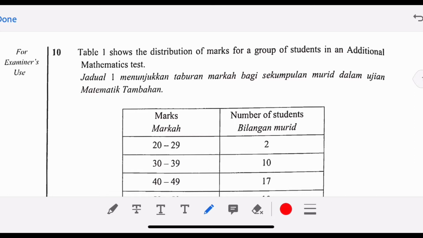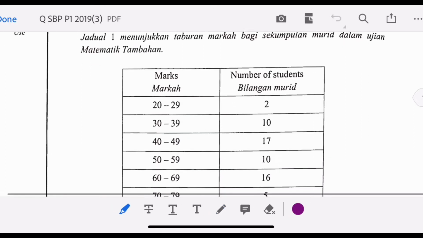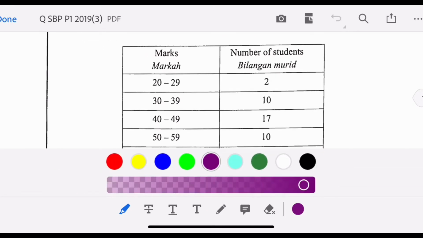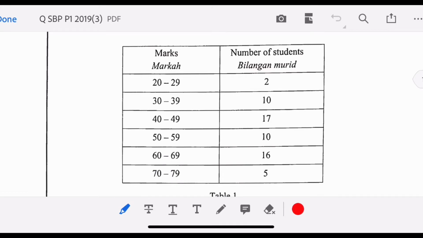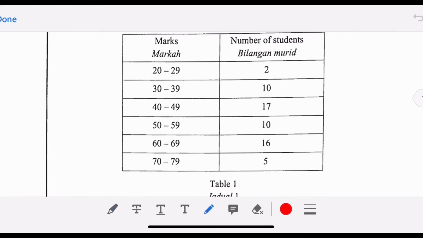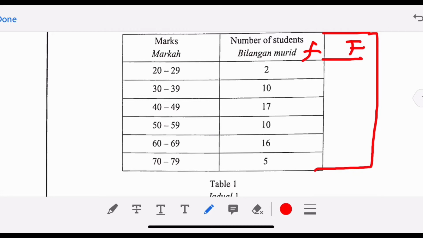For your information, statistics is very important for paper 1. So you have to master the first quartile, third quartile, and interquartile range. The formula for third quartile will not be given. They only give you the first quartile, so you have to modify your formula.